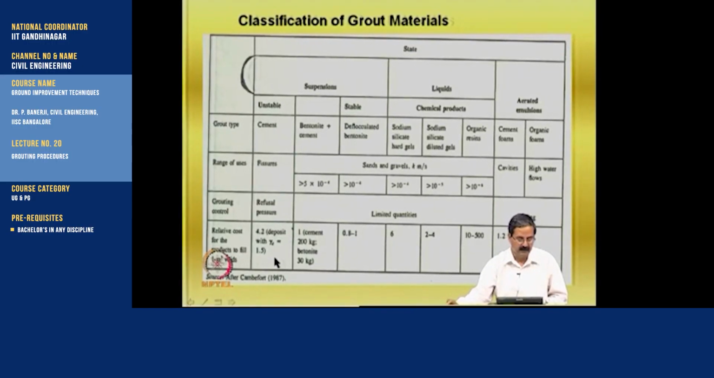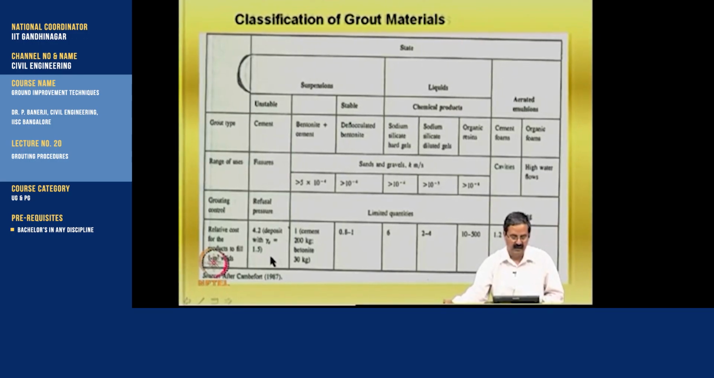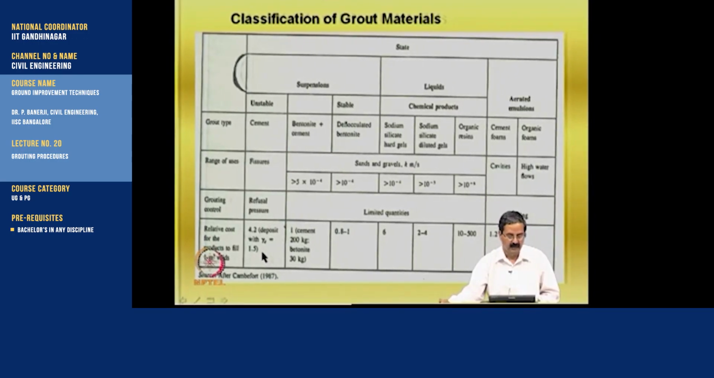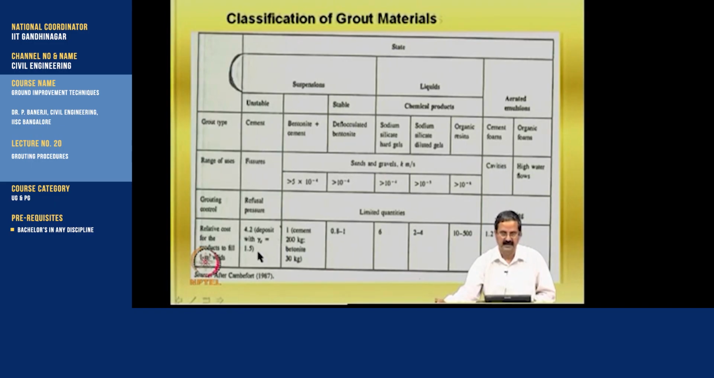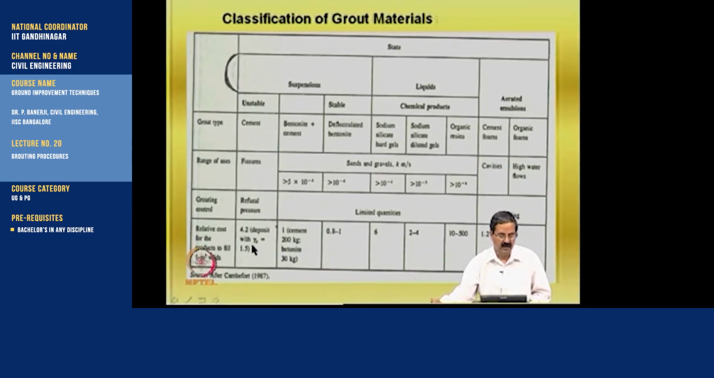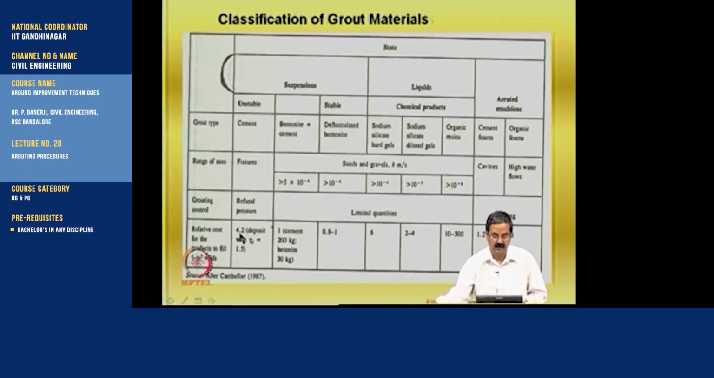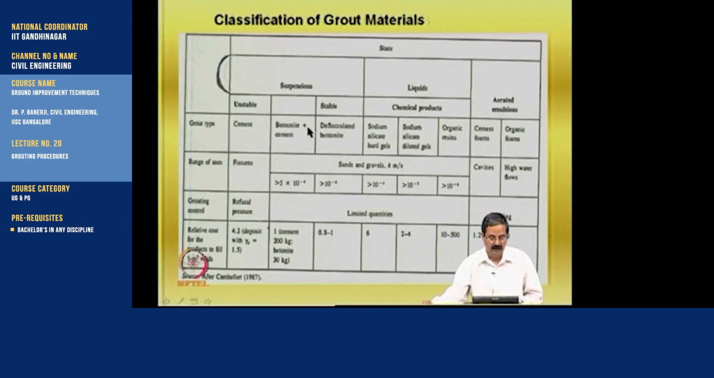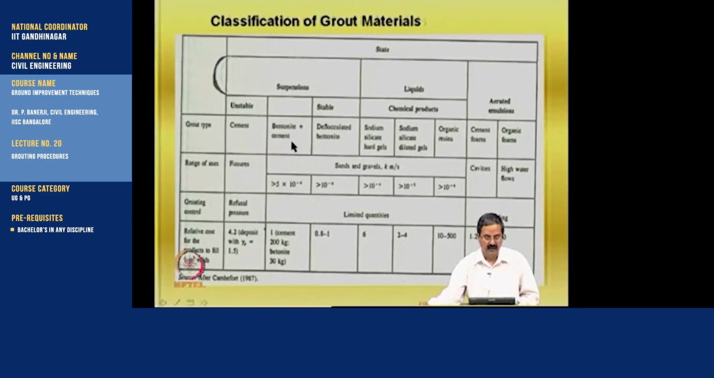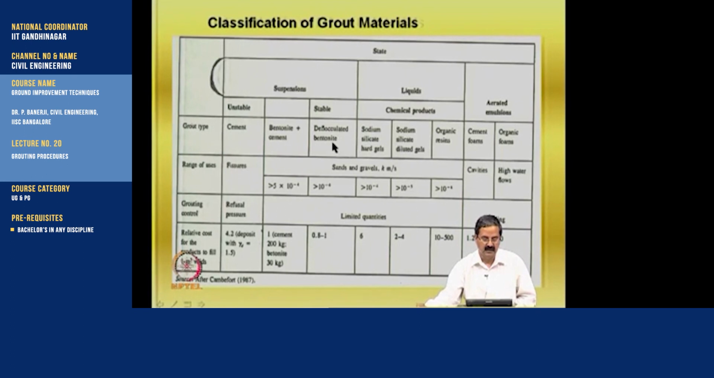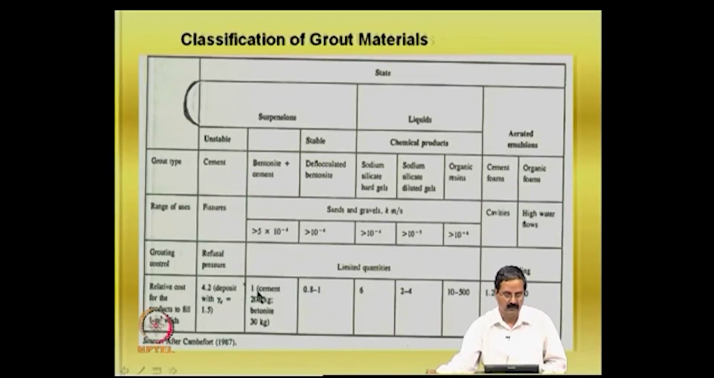Then say for example, in a particular case, this is a very interesting example, particularly given in the textbook. The relative cost, we will see that it is a 4.2 factor, but if you use bentonite plus cement or bentonite plus deflocculated bentonite, it is 1 or 0.8 to 1, which means that compared to cement, bentonite plus cement is going to be cheaper, right.